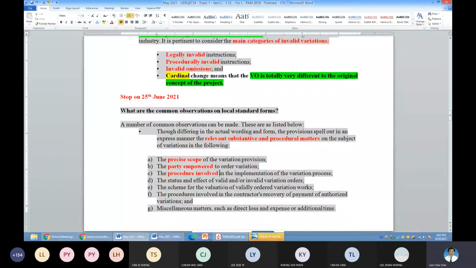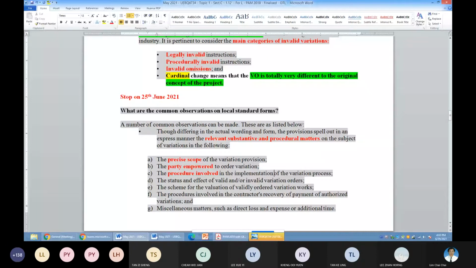Or sometimes the architect didn't give a written instruction, but gave a verbal or oral instruction. And then the architect will go back to the office and confirm it, a confirmation of the verbal instruction under the CAI. So these are the various procedures for valid variations to be issued.